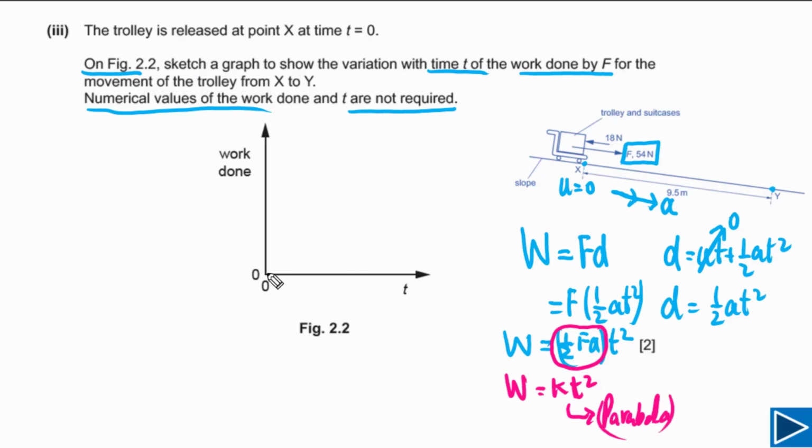So the shape of the graph will be somewhat like this. It has to be curved, and its gradient has to increase. First thing, if you show it is a curve, you will get 1 mark, and that is the M mark, meaning it must be a curve. And the second mark you will get if you show that the gradient of this curve is increasing.